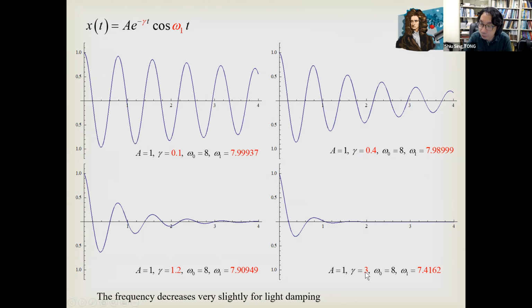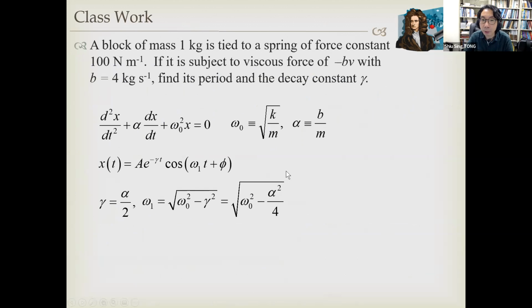Now we let it be large. If gamma is equal to 3, now 3 is already not small compared with 8. The oscillation died down in just one oscillation. After one oscillation, almost all the oscillation has gone. Omega 1 and omega naught, you see the difference is getting larger. So here we have this numerical example.